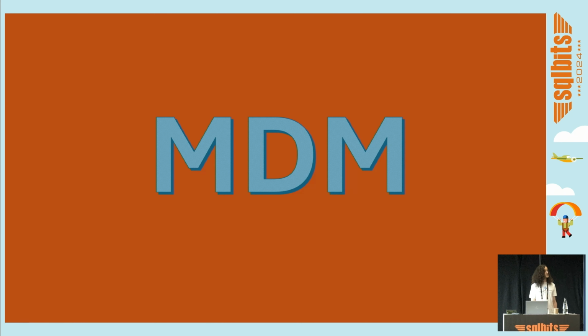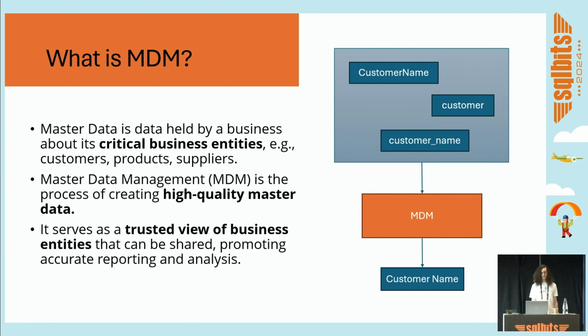So first up, I'm going to talk about MDM. To take it from the top, what is MDM? Master data is data held by a business about its critical business entities like customers, products, suppliers. MDM, master data management, is a process of creating high-quality master data of those entities.